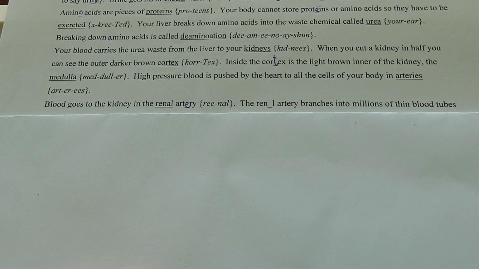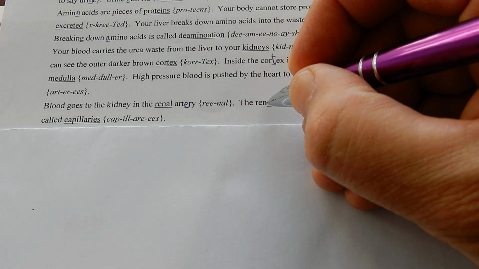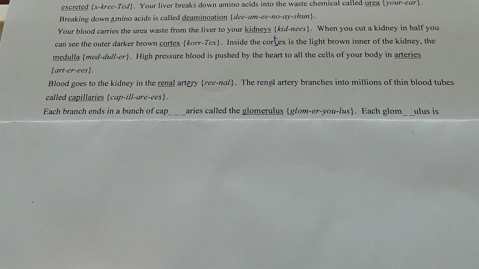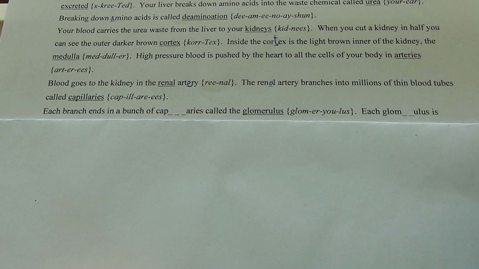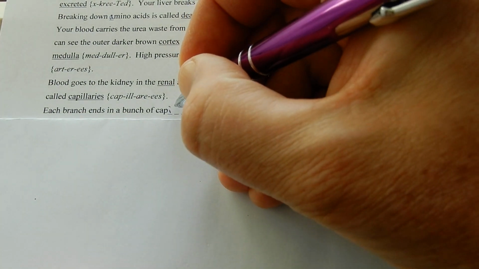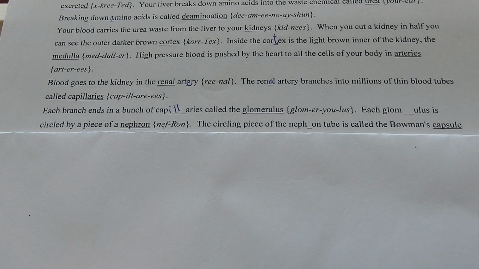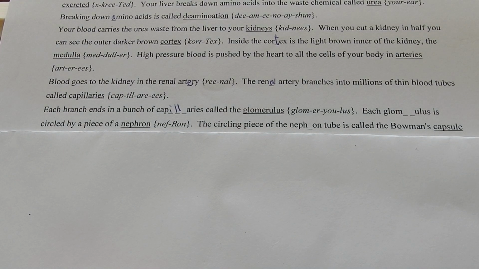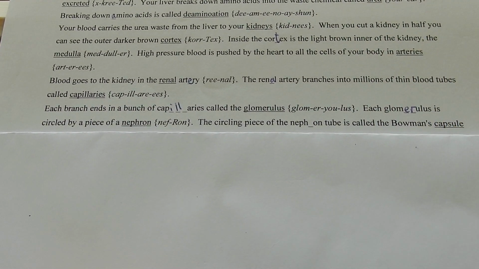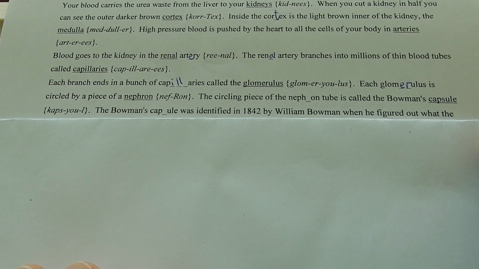The renal artery branches into millions of thin blood vessels called capillaries. Each branch ends in a bunch of capillaries called the glomerulus. That's not an easy one to do. How these doctors get all these words. Each glomerulus is circled by a piece of nephron. The circling piece of nephron tube is called the Bowman's capsule.